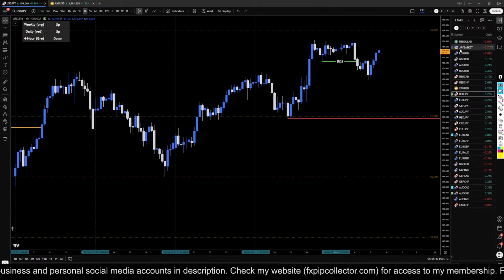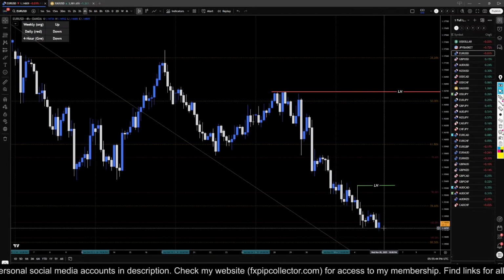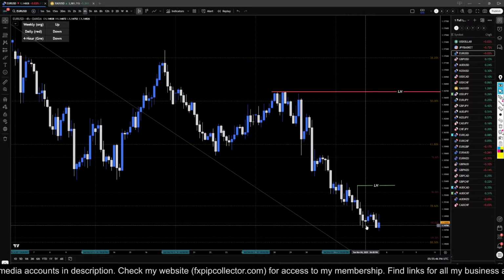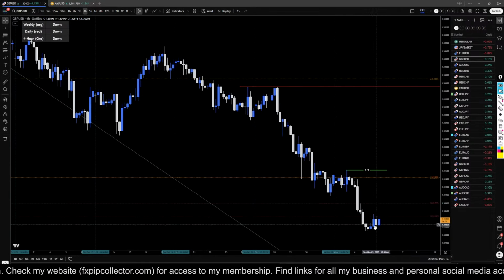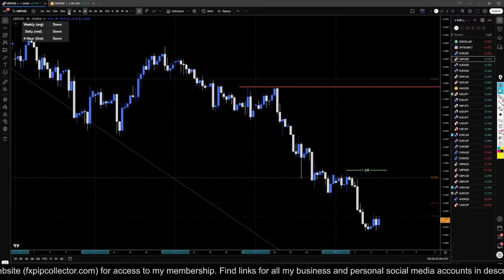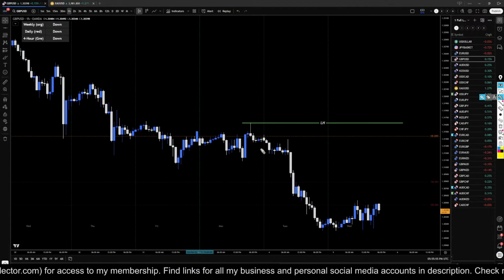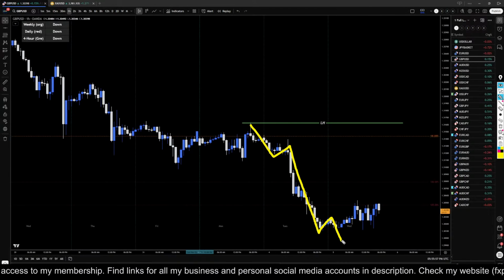I do agree that the euro dollar really looks like it's due for a pullback. It's made a double bottom right at the 100% Fibonacci extension. The pound dollar also looks like it's due for a pullback, and the pound dollar has a perfect 5 waves on the 1 hour time frame. One, two, three, four, five.